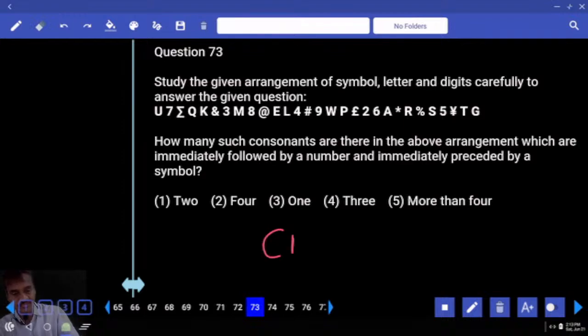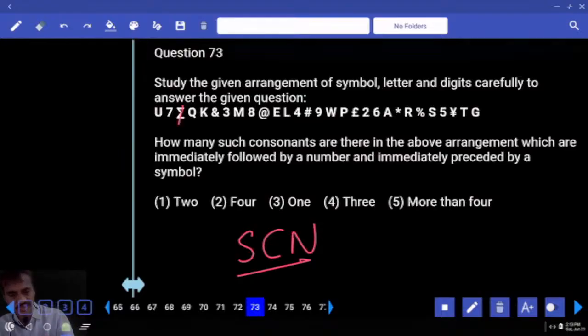Which are immediately followed by number, preceded by symbol. Sequence must be symbol, consonant and a number. Then symbol, consonant and number. Now first symbol, consonant but not number. Symbol is not followed by consonant. Symbol not followed by consonant.